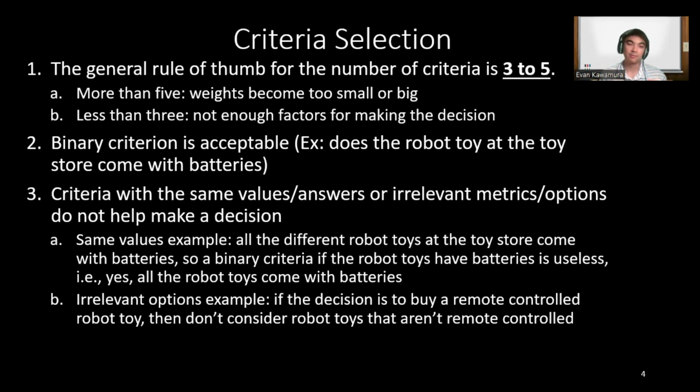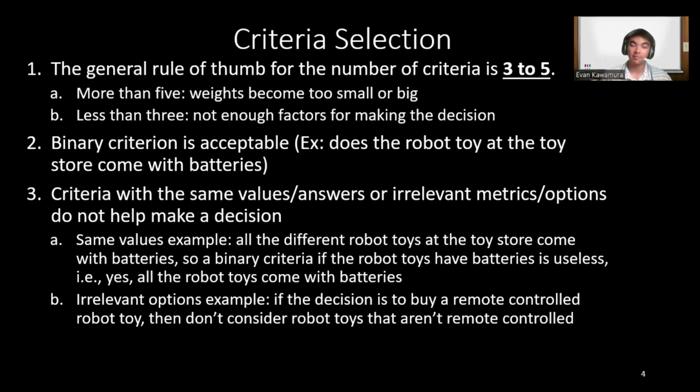So it's kind of useless, and doesn't help you really make a decision. For example, if you go to that toy store and you have different kinds of robot toys and they all come with batteries, and you had a binary criterion there, the answer is yes for everyone. So does it help you make a decision of which robot toy to buy? Not necessarily. They all have batteries, so it's not that helpful. You want some differences in those decisions.